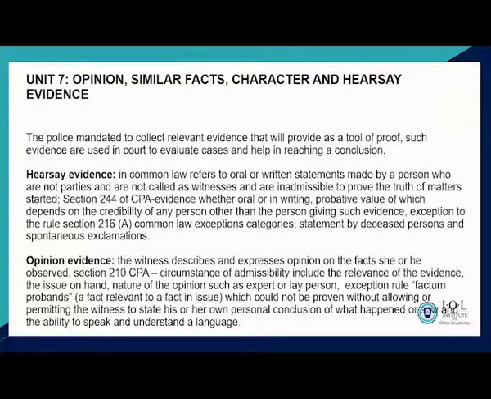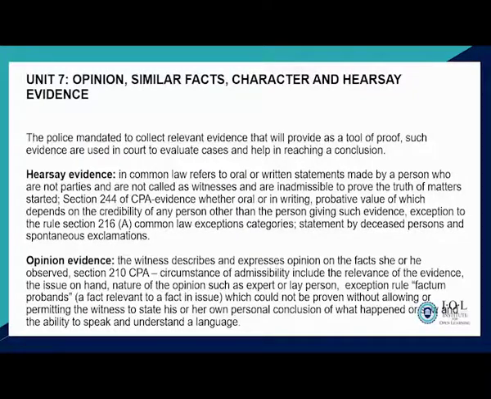Section 244 of CPA: evidence, whether oral or in writing, the probative value of which depends on the credibility of any person other than the person giving such evidence. Exception to the rule, Section 216A, common law exceptions, categories: statement by a deceased person, and spontaneous exclamations.